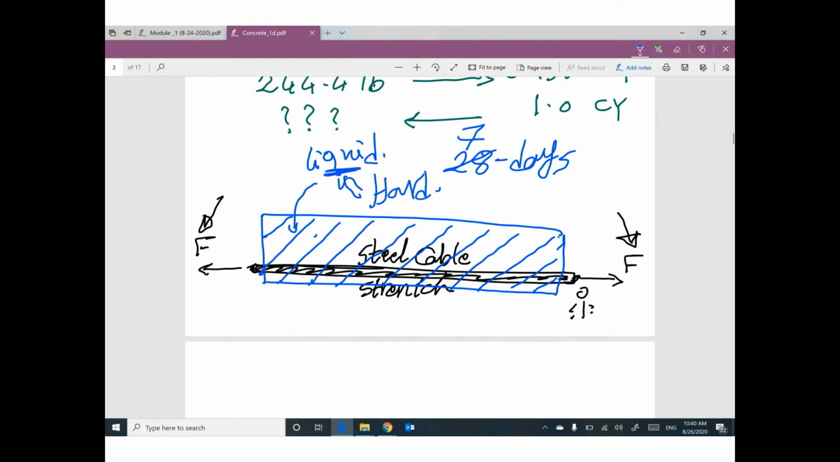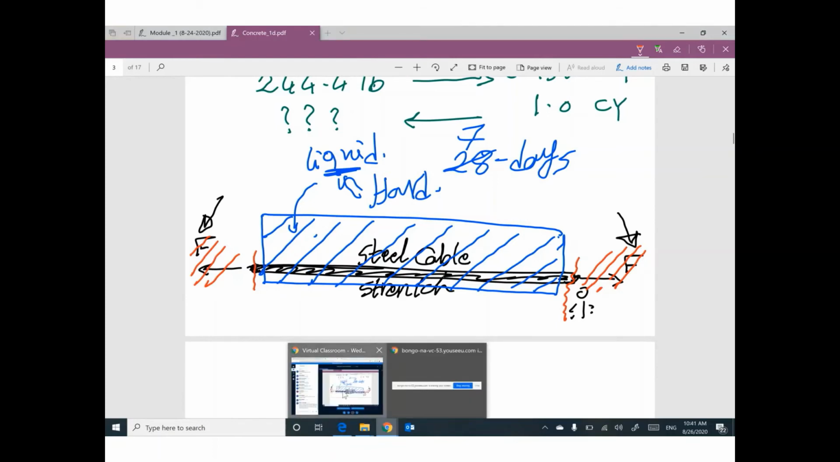At this moment, I will cut this cable from this end and cut the cable from this end. What I mean is, I released my force. I will not apply any more force. What do you expect? Remember, this cable was stretched like a rubber band. Once you released the force, what do you expect for this steel cable? This steel cable would like to go back.